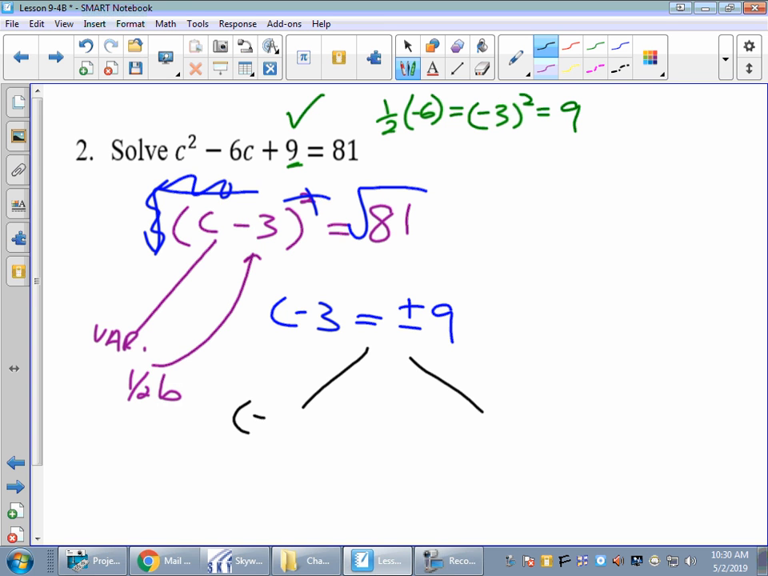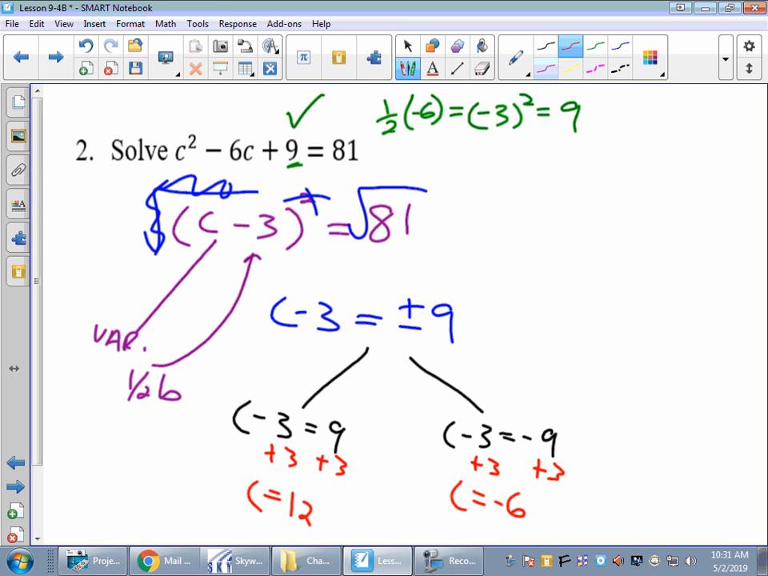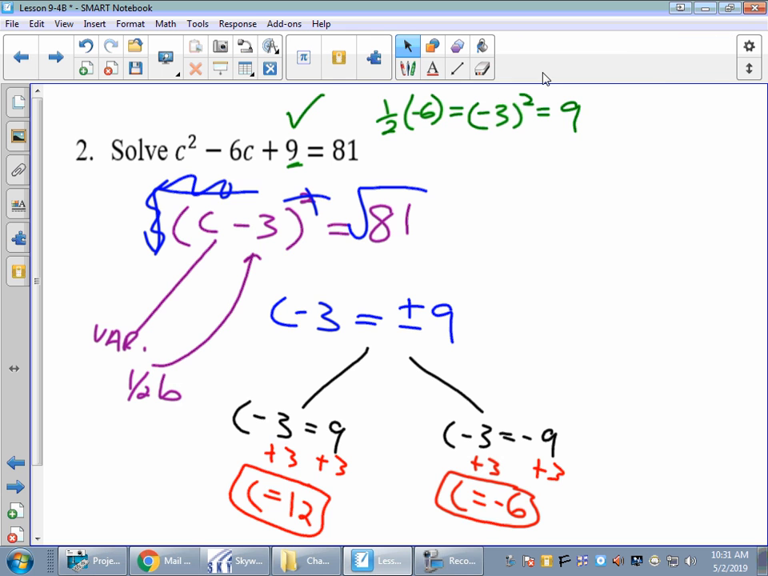I've got c - 3 equals positive 9. I've got c - 3 equals negative 9. And then I solve the old-fashioned way by adding 3 to both sides. And then on the left here, I've got c equals 12. On the right, I've got c equals negative 6. So those would be my two solutions using the square root property.